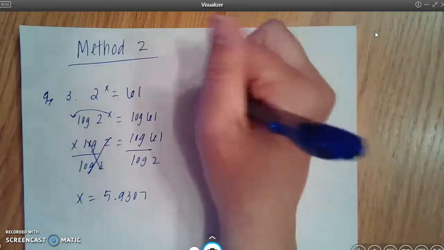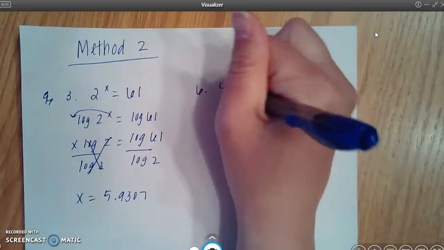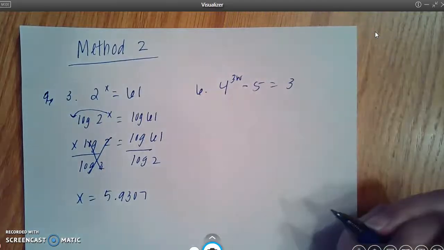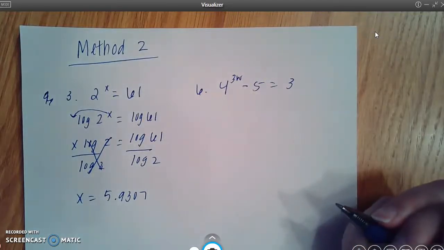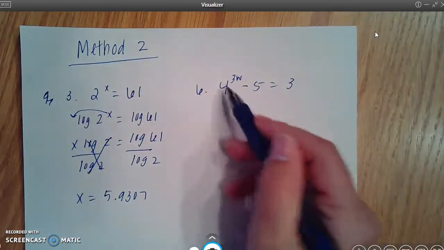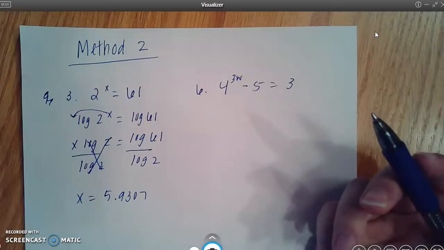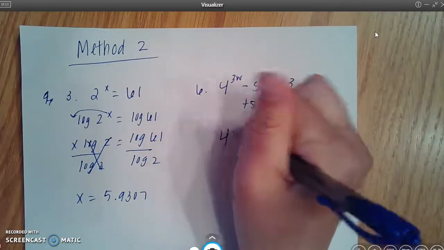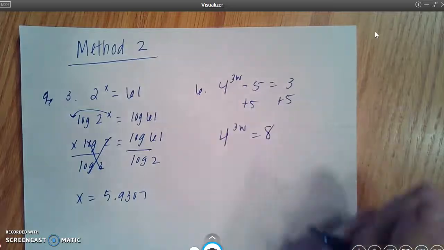We're going to do number 6 for the evens. You get 4 to the 3w minus 5 is equal to 3. In order to take the log of both sides, you need to get whatever's being raised to the exponent by itself. It just makes life easier. So I'm going to add 5 to both sides. I'm going to get 4 to the 3w is equal to 8.